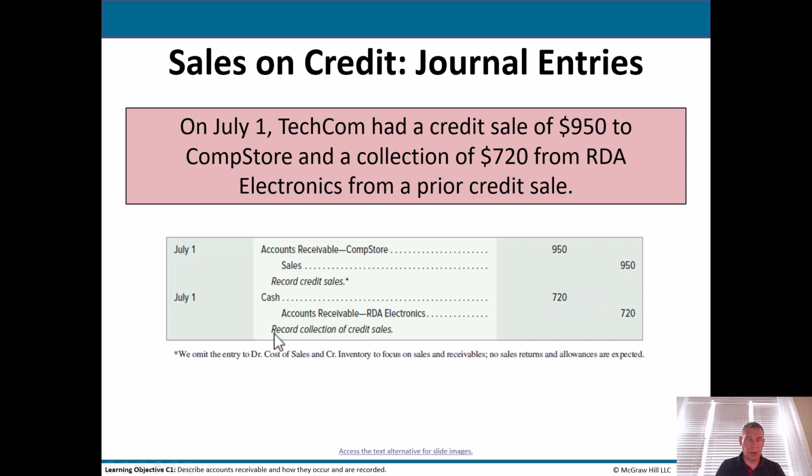And then we are recording the second transaction where we actually have now received the money from somebody else. Debit to cash, increase in cash, and a credit to accounts receivable for the amount of 720. So cash is going up. The accounts receivable in the second entry for RDA Electronics is being removed because we've now collected that money.